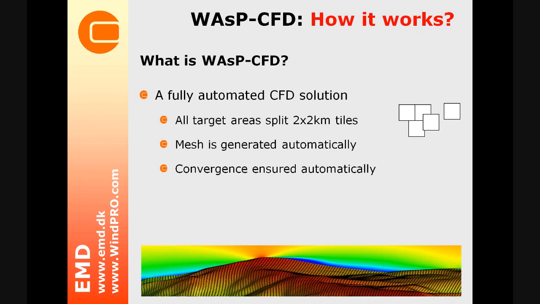Automated also means that the calculation mesh is generated automatically while you are uploading your height contours and roughness lines to the calculation server. Then those are automatically converted into a calculation mesh. Automated also means that convergence is ensured automatically. No flow results will be returned to you except in the case that the strict convergence criteria have been fulfilled.